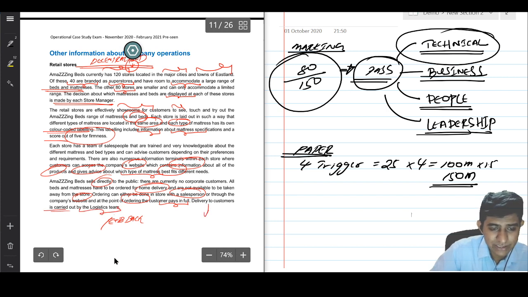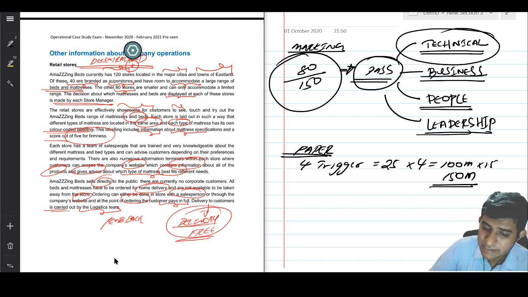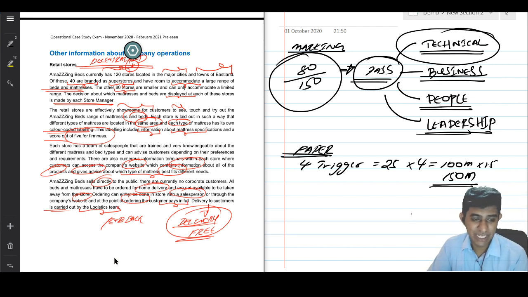So only one question I have: is the delivery free? That is one question we need to consider. If the delivery is free, I think their business model is good. But if they are specifically charging for delivery, then there needs to be some adjustment made in the unseen material, whatever they give in the examination.